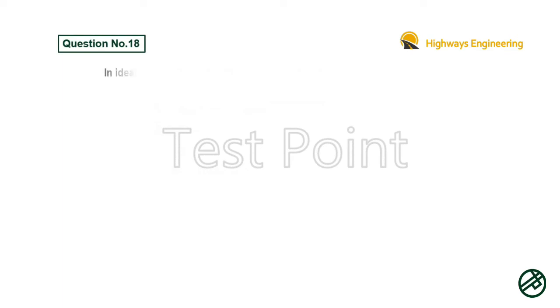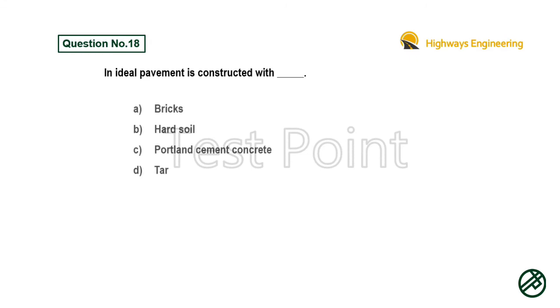Question number 18. An ideal pavement is constructed with. Option A, bricks. Option B, hard soil. Option C, Portland cement concrete. Option D, tar. Answer is option C, Portland cement concrete.